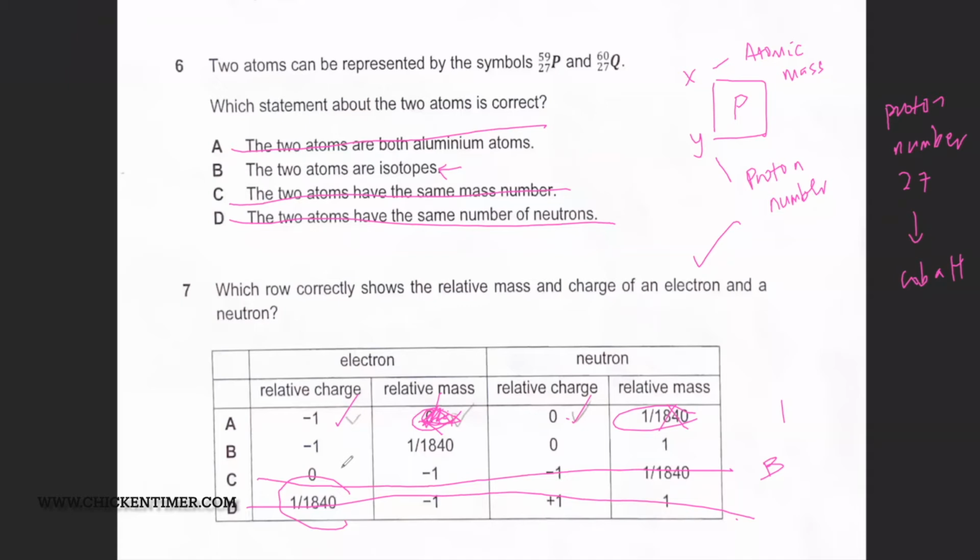We don't see electrons with this kind of charge. So C and D are out. The relative charge is -1, and the relative mass is super small, 1/1840. Then the neutron has 0 charge and the mass is 1. So the answer is B. And this is a textbook question. If you are wrong, then something is very wrong. It's a question where you can get the answer straight off from the textbook. Go to the next one.